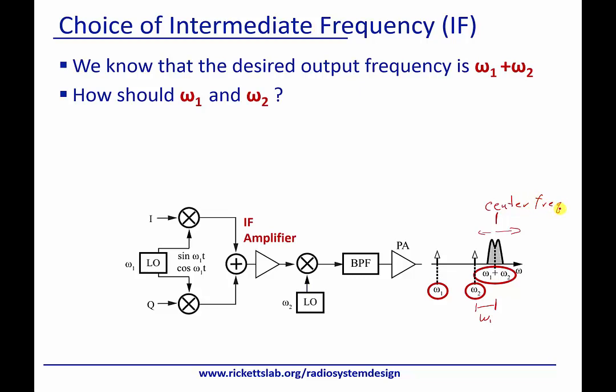And so what does that mean? That means if I want to be operating at, let's say, 920 megahertz, right? And omega 1 is 20 megahertz, right? Then omega 2 could be 900 megahertz. Omega 2 would not be 920 megahertz, right? Because we want to center it right there.